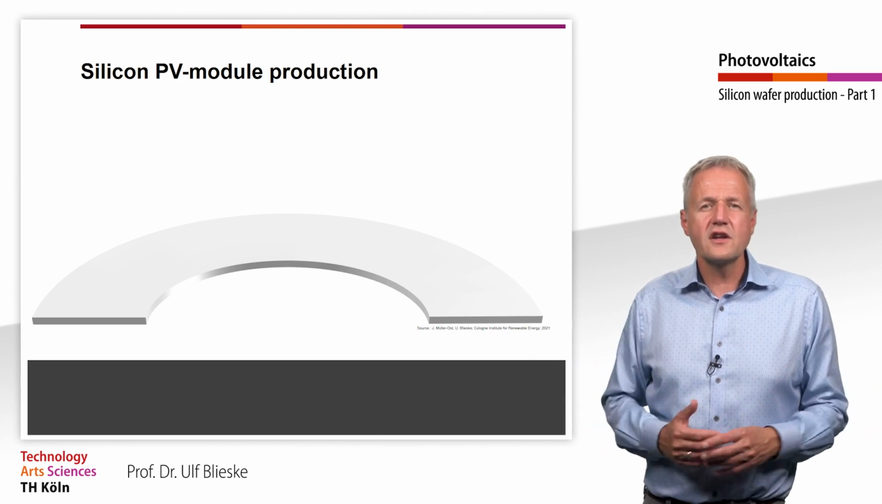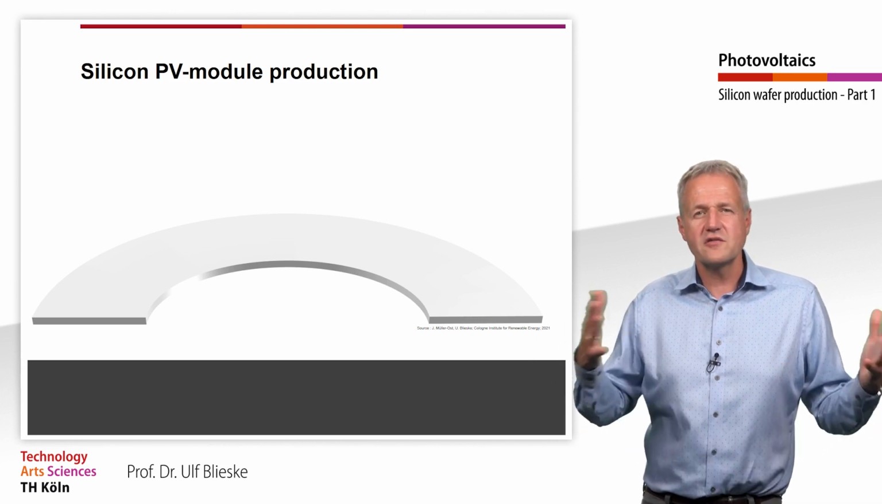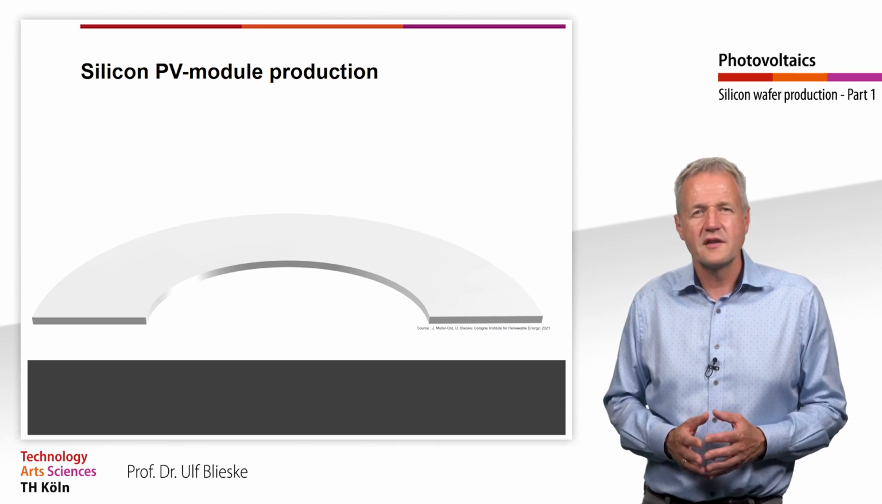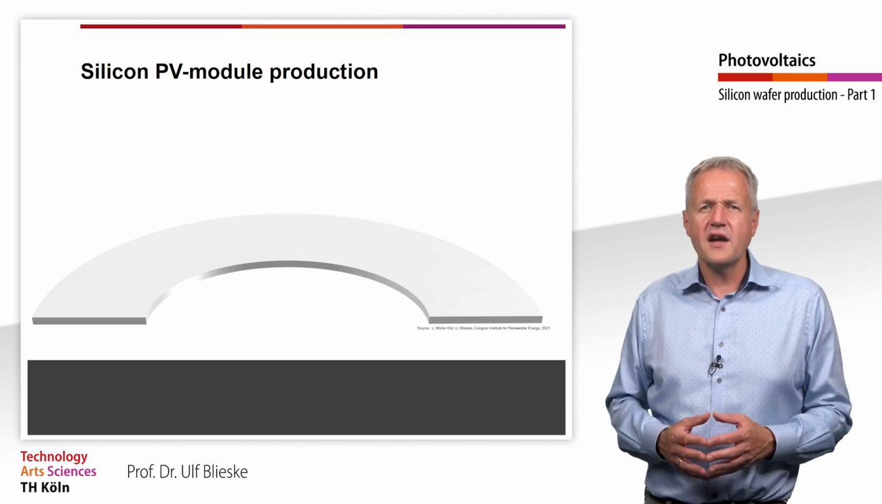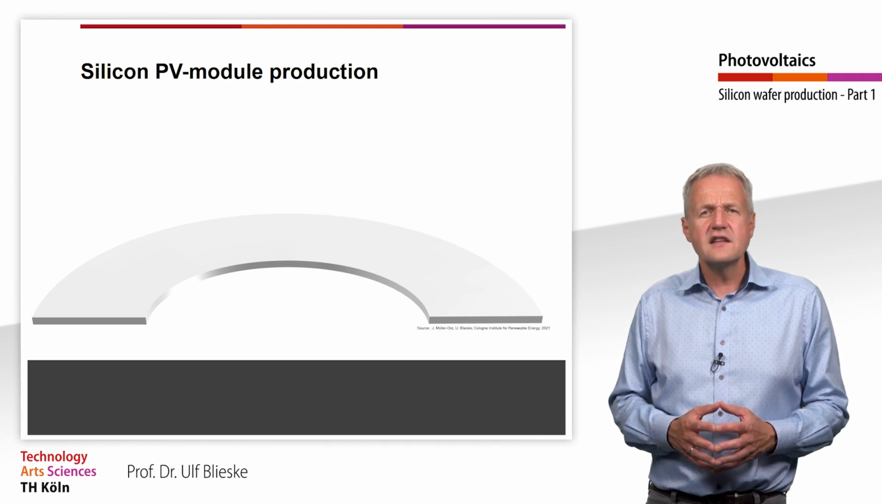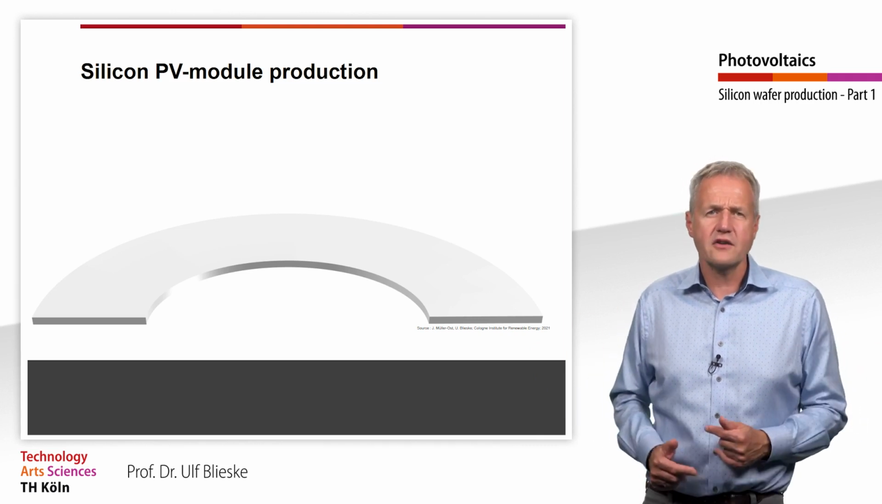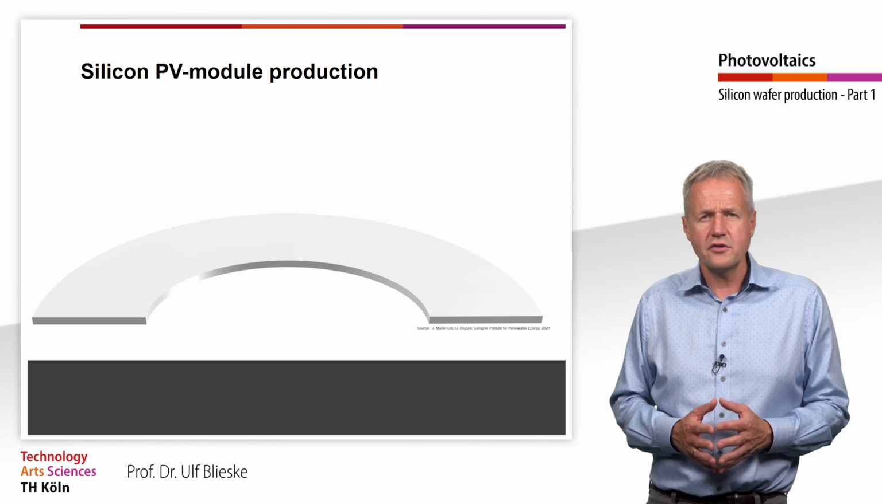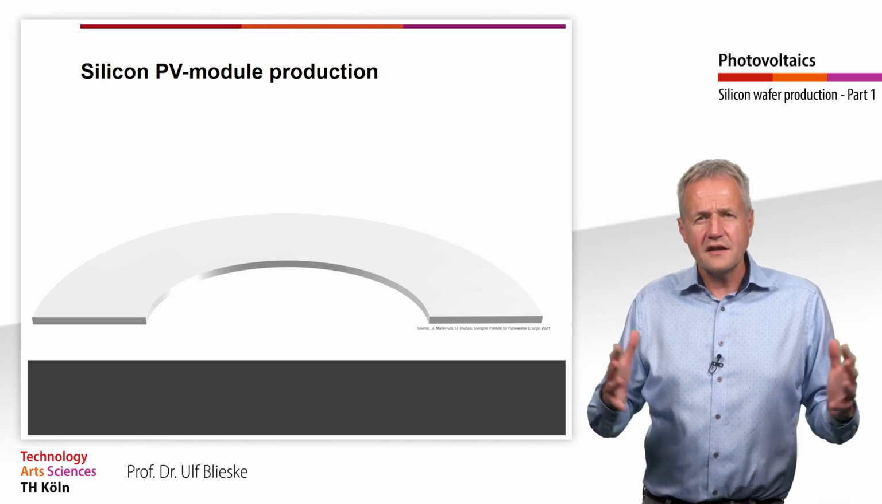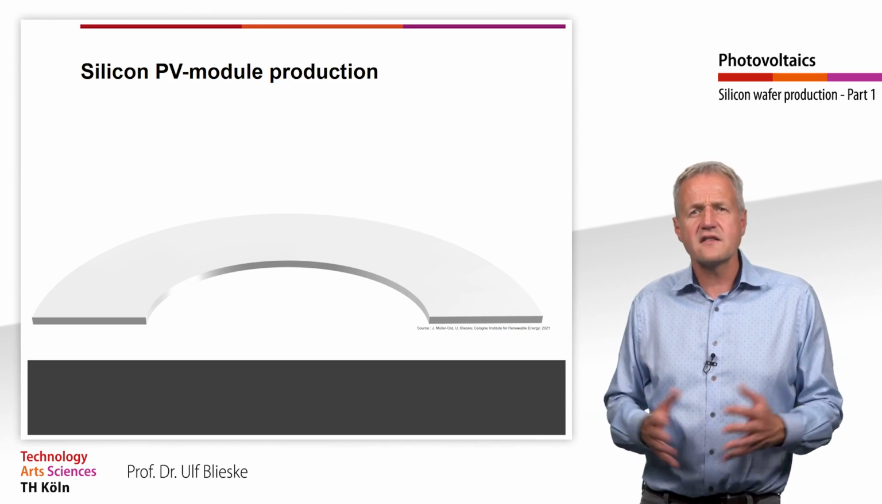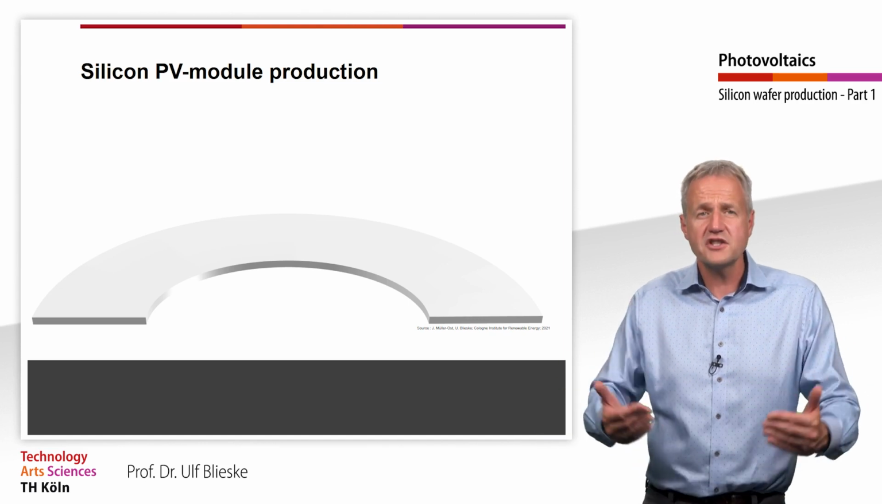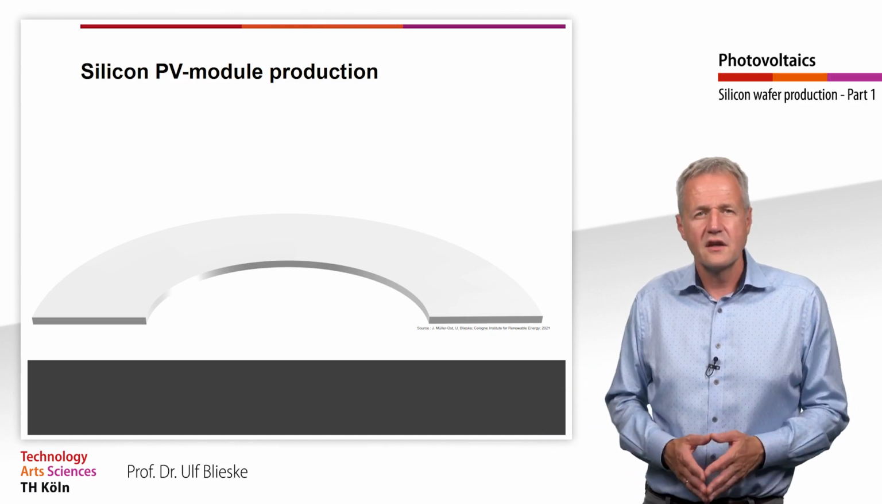In this learning unit, we'll talk about the production processes of silicon wafers. Because of the high energy demand, these processes have a major impact on the energy payback time of solar modules. That is, the time it takes a finished solar module to produce the energy that was needed to make it.